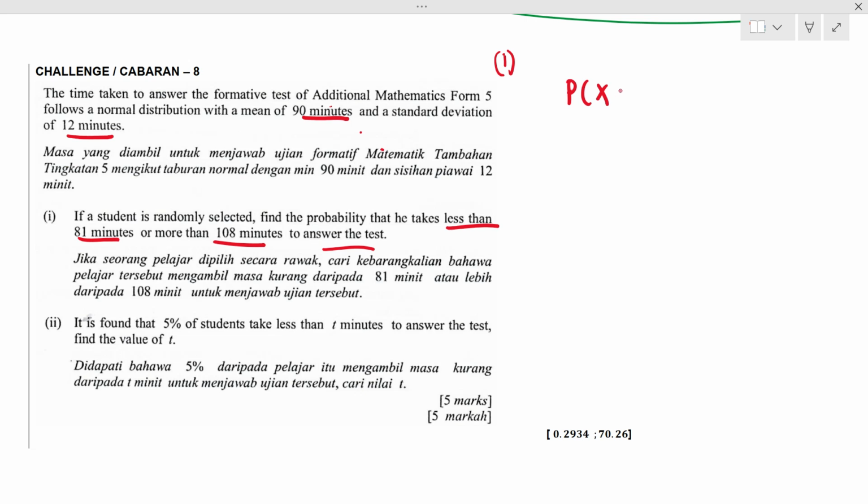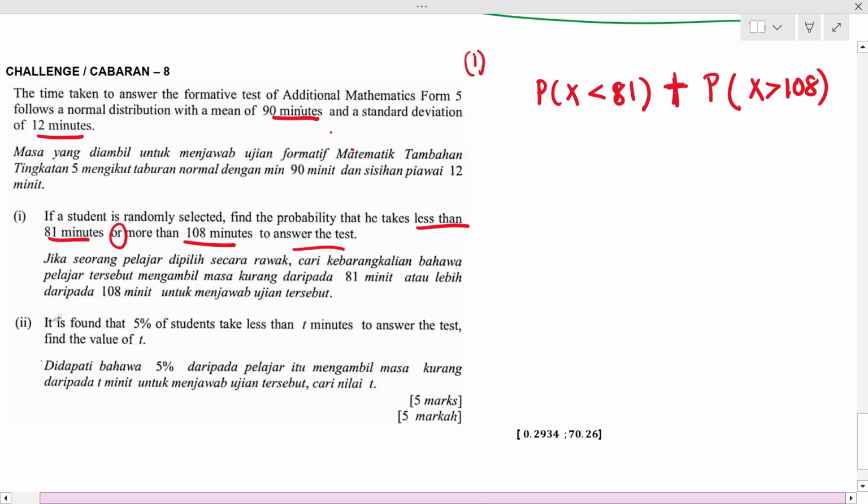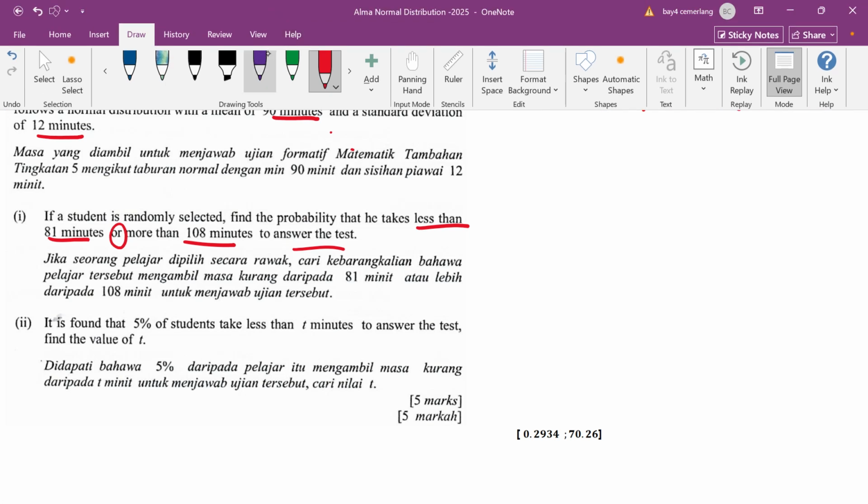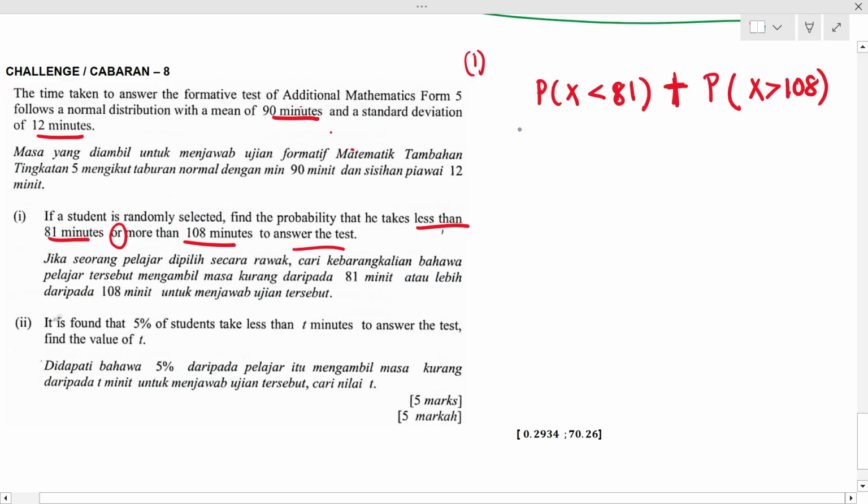Probability X less than 81. Then in probability we add, plus. And then X more than 108. I think it goes like this. Because the exam syllabus does not cover this kind of question, but due to KBAT, this question can be asked. It's okay, we try first.